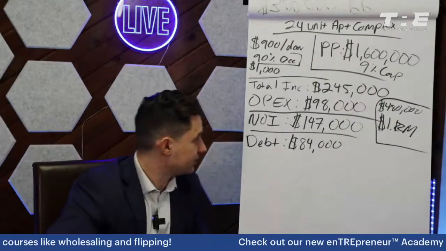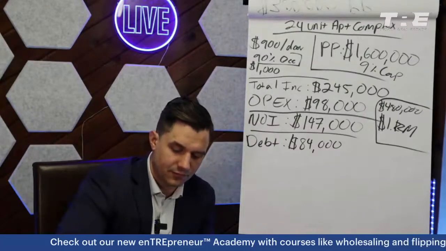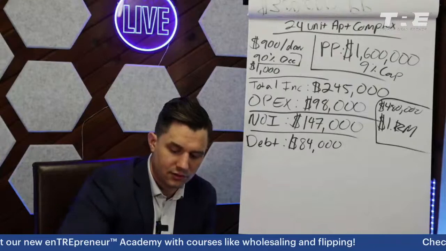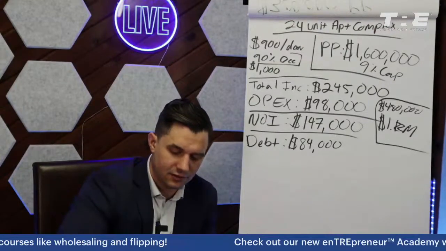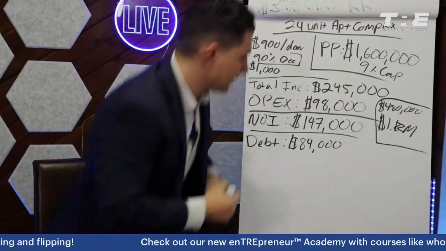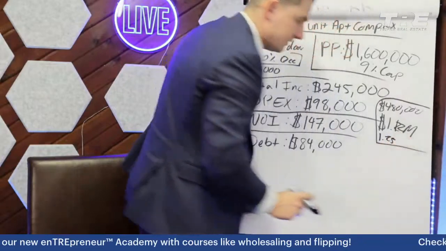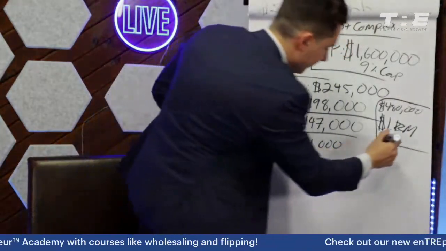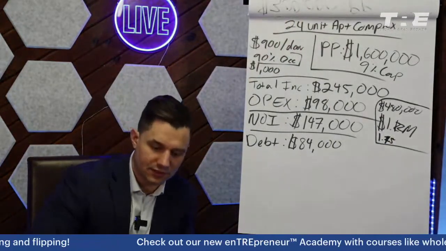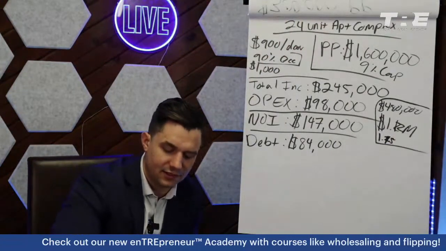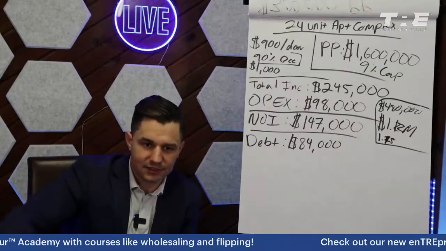So we're going to take 147 divided by 84 grand. That's right, Jordan. It gives us a 1.75 DSCR. Does the bank like that? Yeah, the bank loves that. All right, cool. So we meet the DSCR requirements of the banks.